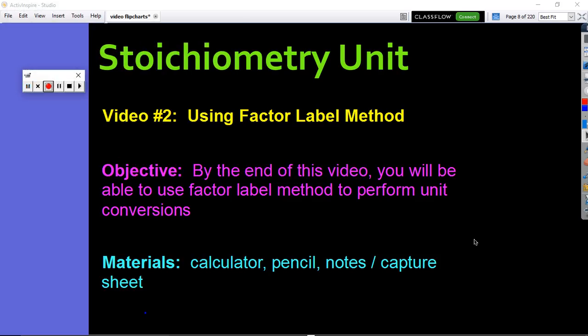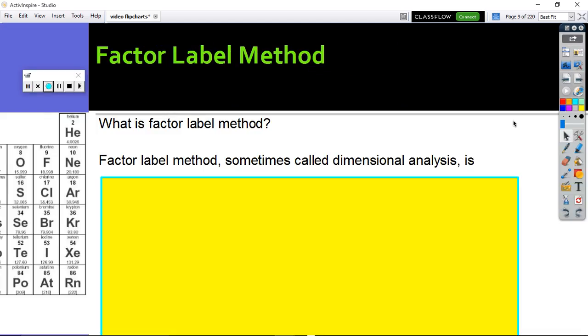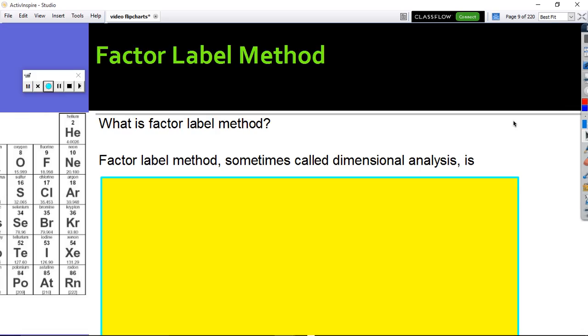This is the second video in the stoichiometry unit. The purpose of the video is to discuss using factor label method. The objective is that by the end of this video, you'll be able to use factor label method to perform unit conversions. In order to make your time with this video effective and useful, you're going to want to have the calculator present that you use on tests and quizzes, a pencil, and then either your notes or your capture sheet. To begin with, what is factor label method?